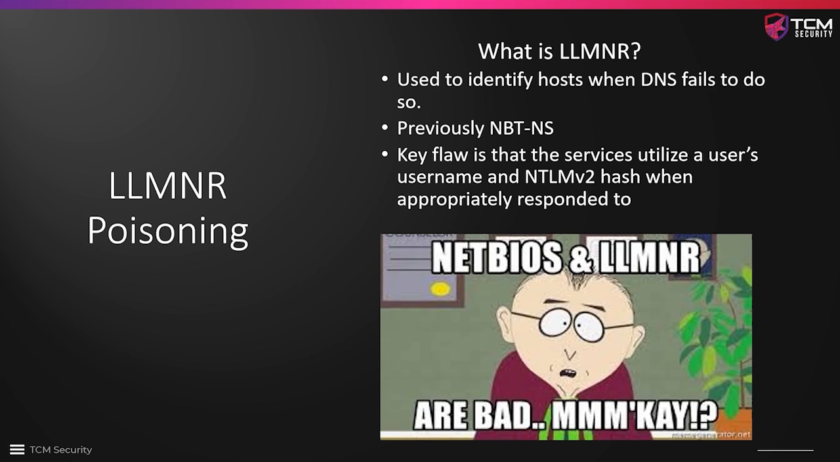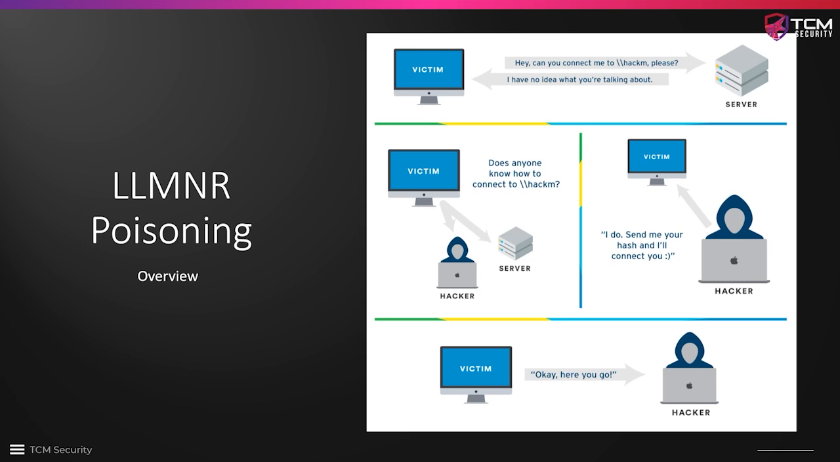Now, why is this bad? Why do we care? Well, we care because the key flaw here is that when we actually intercept traffic in the network, we're going to be able to capture a username and a hash when we respond to this traffic. Now, this is what is called a man-in-the-middle attack, and we're going to take a deeper dive because this might not make a lot of sense yet. So here's a better example of this attack.